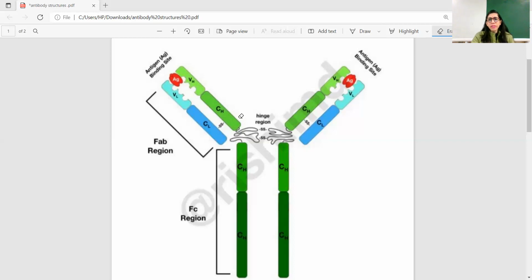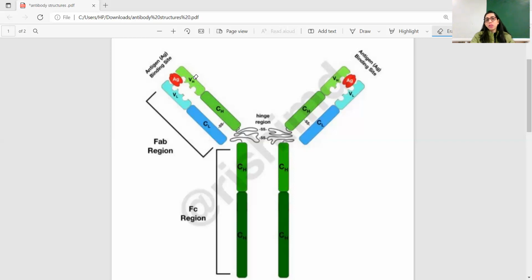Now, if I talk about different regions in this antibody, you can see many different things written here, CH, VH, and you must be thinking, what does it mean? Because when students look at its diagram, they feel like it's very complicated, but no, not at all. I can assure you after this video, you will be clear with the diagram of antibody. So let's start from here.